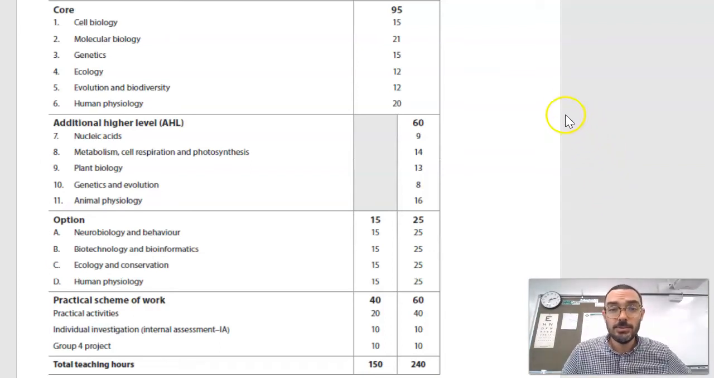The one that tends to give all of my students in HL an issue is this one, metabolism, cell respiration, and photosynthesis. This is the difference between HL and SL. It's sort of like the watermark, because it has a lot more molecular biology, a lot more chemistry, and those students who thrive in chemistry tend to get through that content without issue.